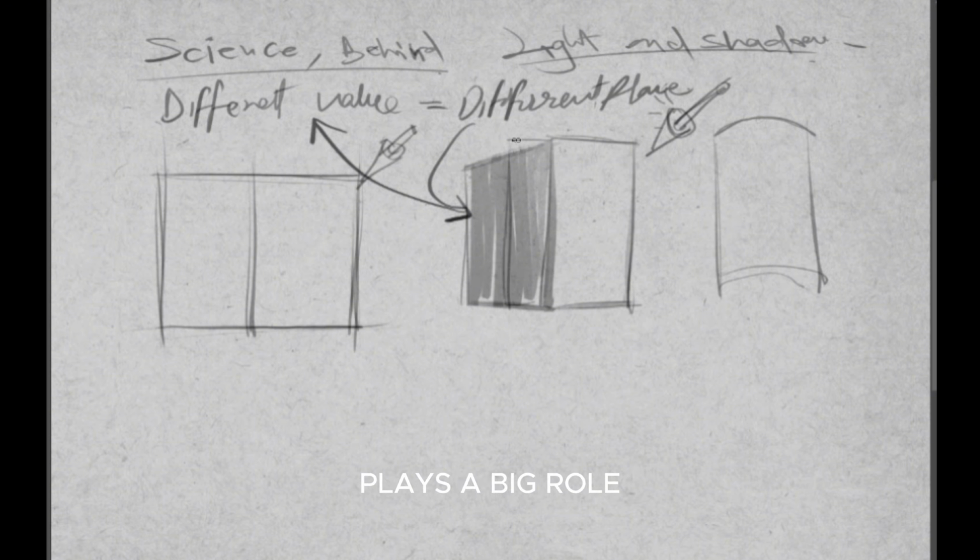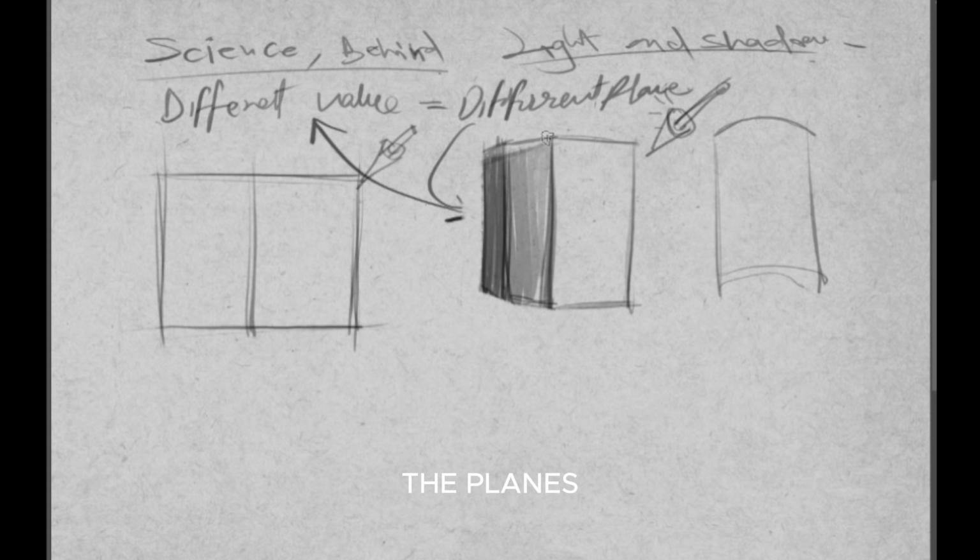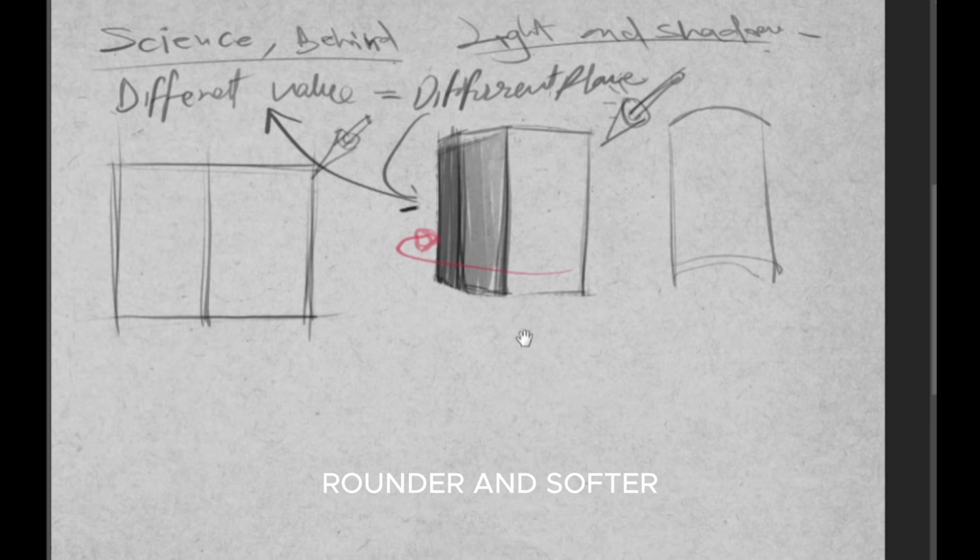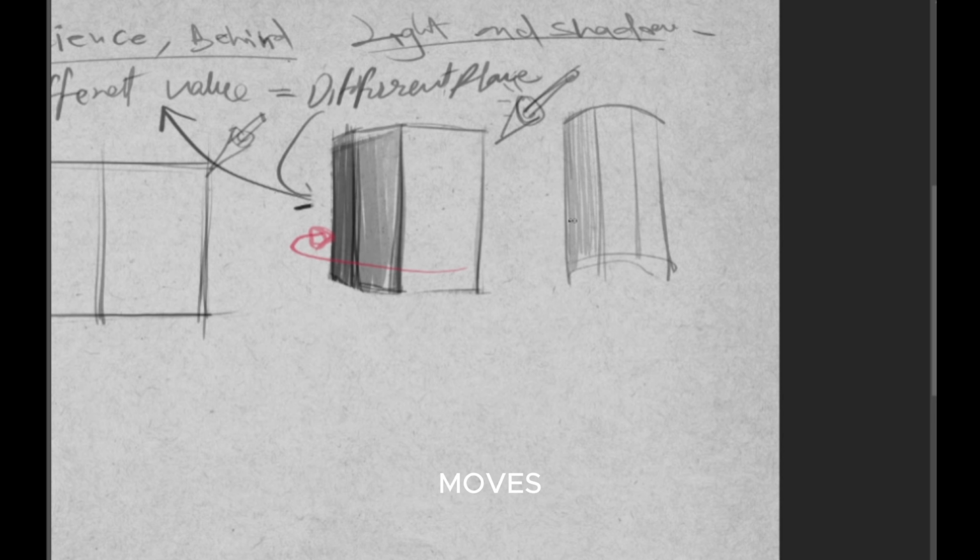The planes play a big role in turning the form. We'll keep adding planes between the planes. It will make the form rounder and softer. As the plane moves away from the light, it gets darker and darker.